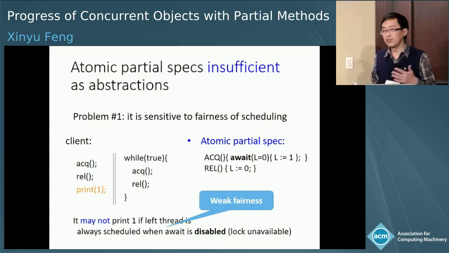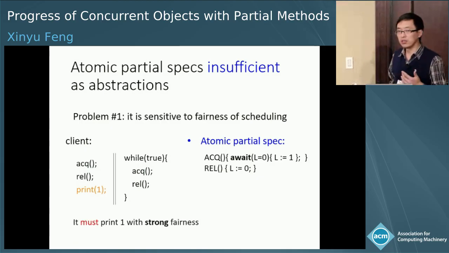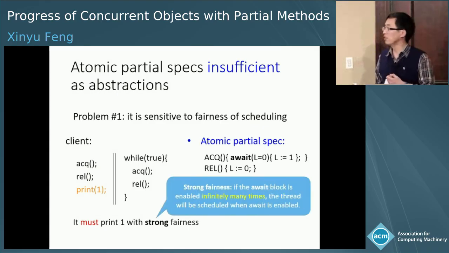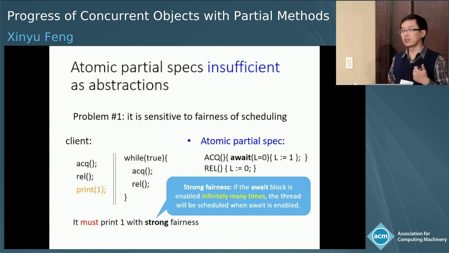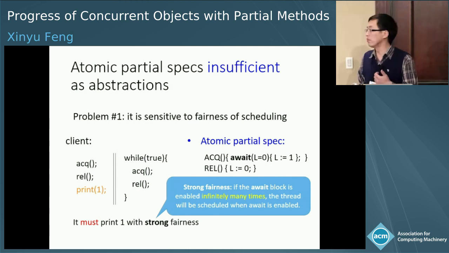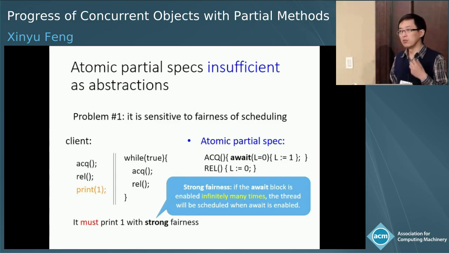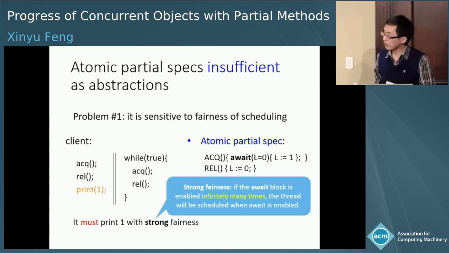And if we want to guarantee progress, then we need a stronger notion of fairness, which is called strong fairness. Essentially, it says that if, in this case, the await command is enabled infinitely many times, then the thread must be scheduled at least once when the command is enabled. Okay, so it guarantees progress.